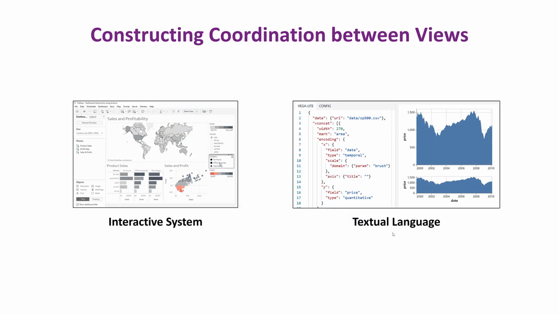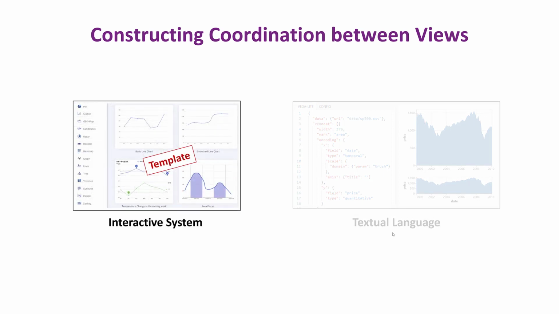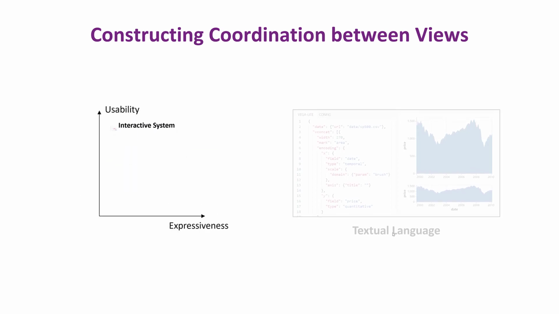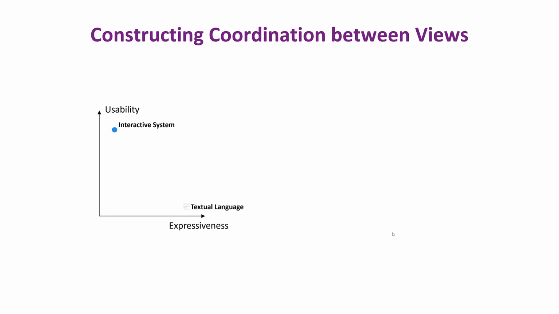Users usually coordinate multiple views using interactive systems such as Tableau or textual languages such as Vega-Lite. However, interactive systems only provide limited types of predefined templates to construct coordination. Although easy to use, these templates cannot fully satisfy users' requirements to coordinate views. By contrast, textual languages support fine-grained control of visual element and interaction configurations, which are expressive for various coordinations. But they also bring high learning and using overhead.